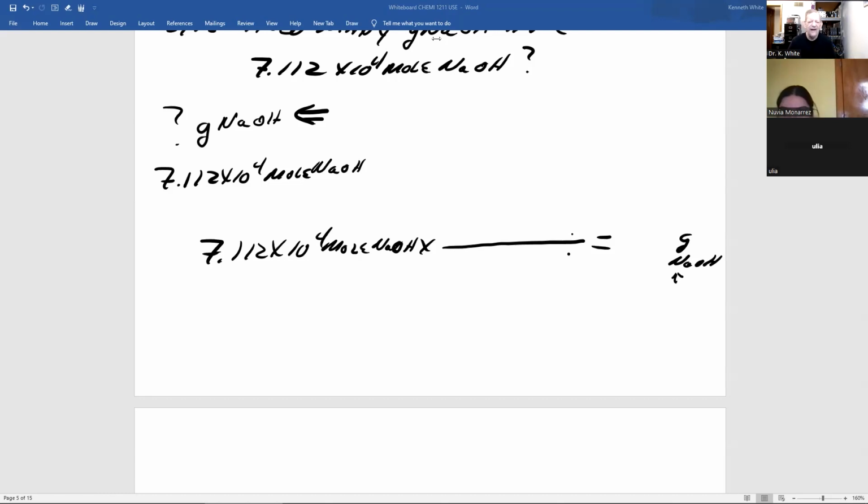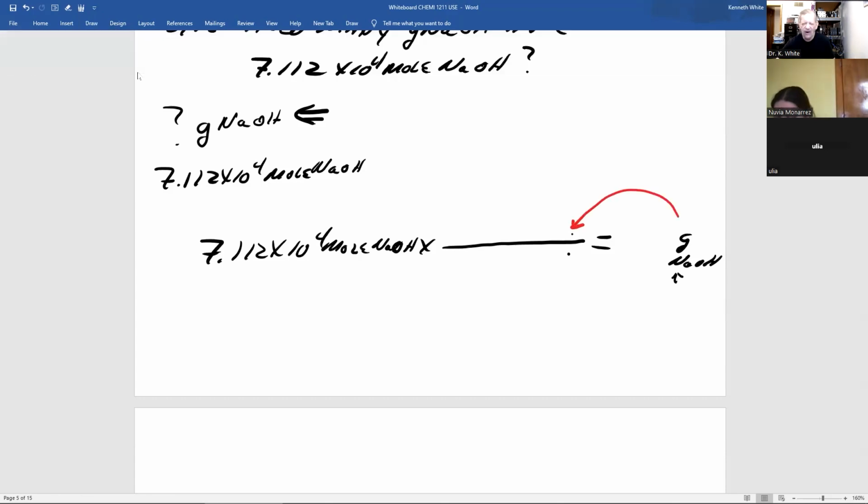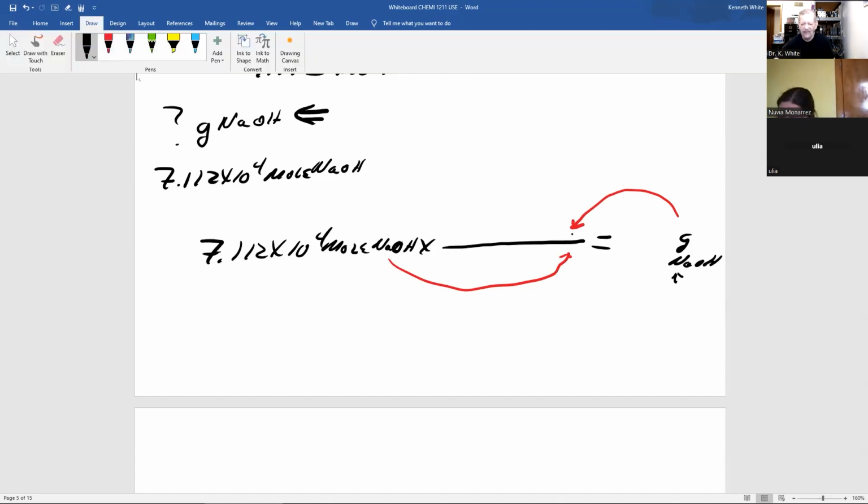All right, it's time to use your good buddy, your good friend, unit analysis. And how do you do that? Whatever units you're trying to get to go on top of the ratio. Whatever goes underneath is what we're trying to get rid of. And now I'll write that in.